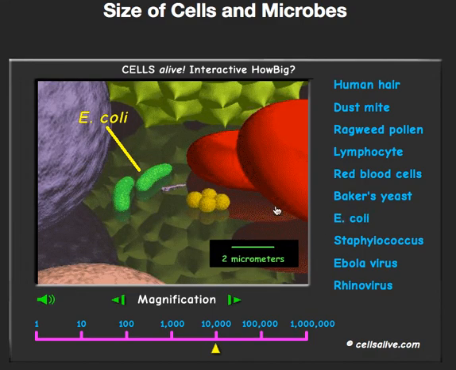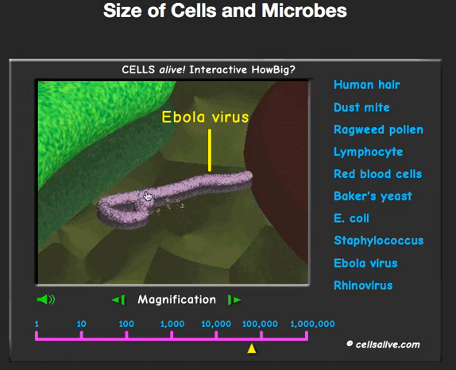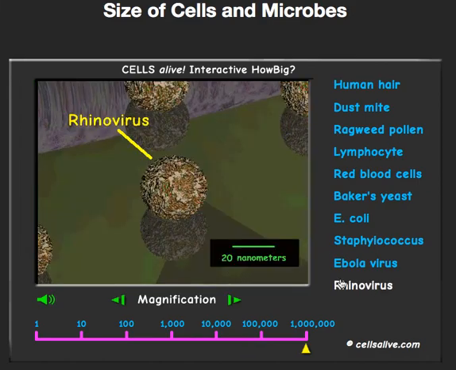I would measure the length of the E. coli. Remember, that's bacteria in your gut. And the Staphylococcus, measure its diameter. They cause staph infections. The length of the Ebola virus, and the diameter of the rhinovirus. Okay, have fun. We'll get back to you in about 10 or 15 minutes to compare results.